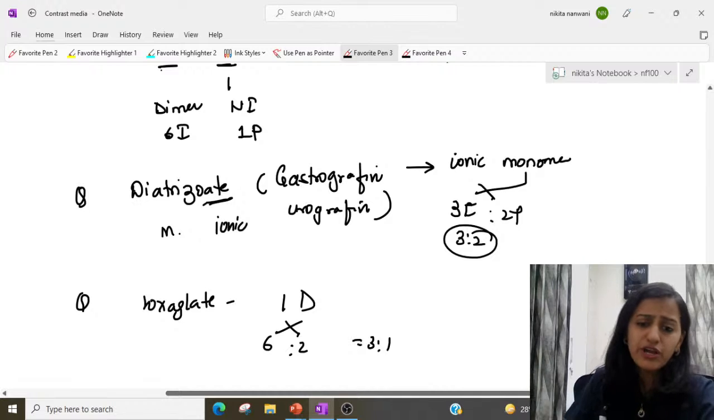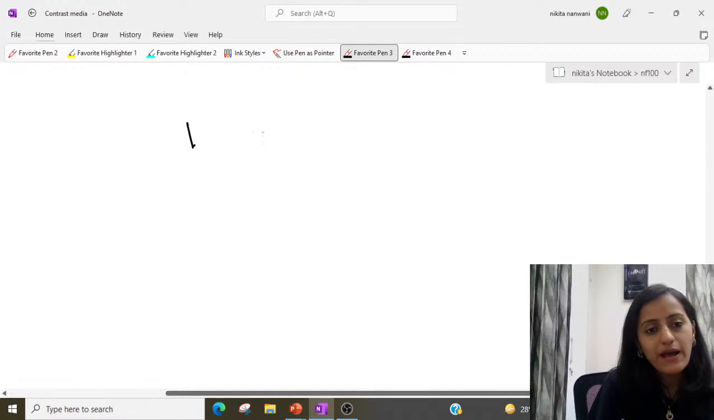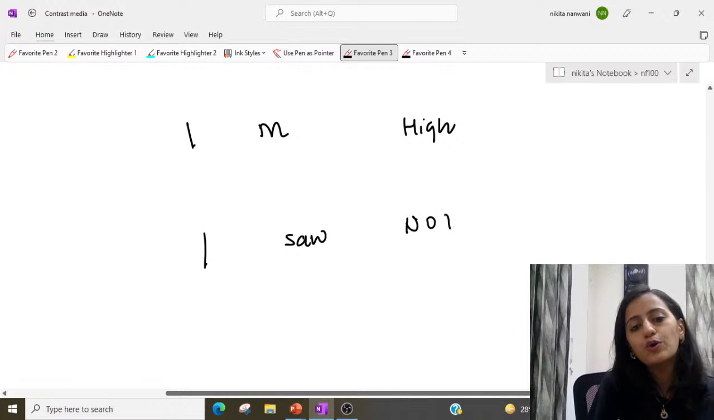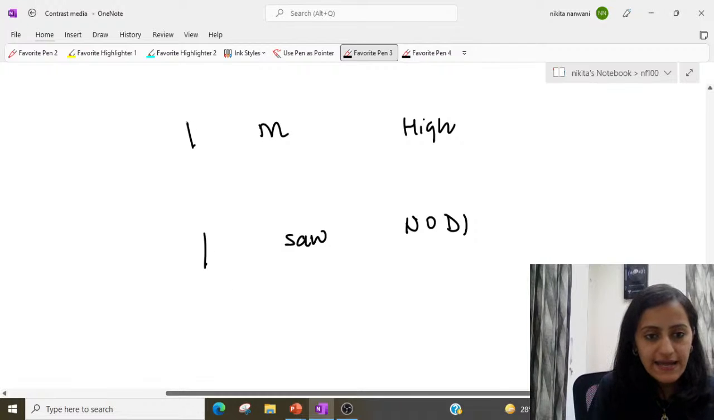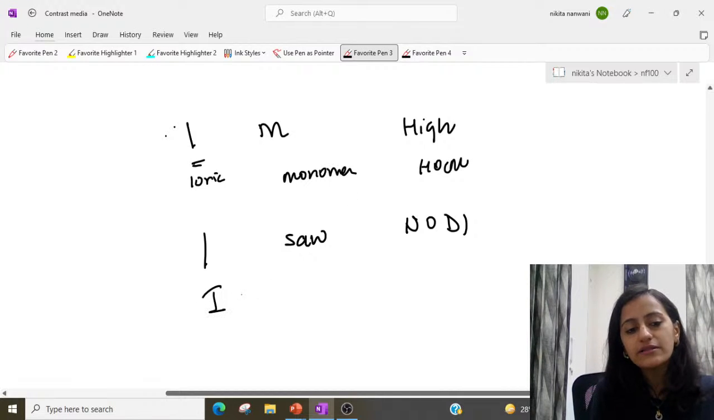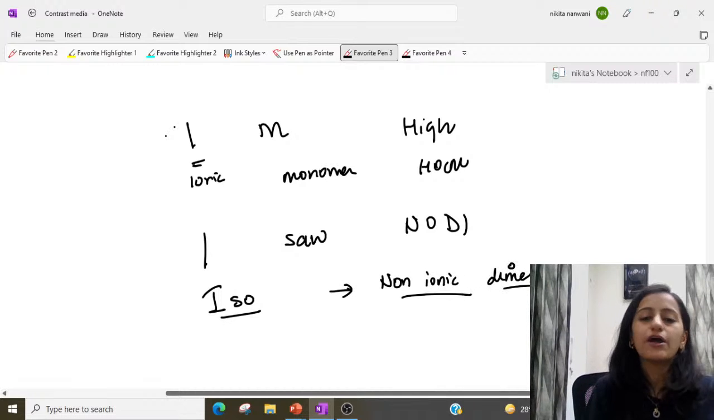So if you remember the 2 tricks, one is "I am high" and the second one is "I saw no D." That is, "I am high": ionic monomers are high osmolar contrast media. "I saw": that is your iso-osmolar, which is non-ionic dimer. Iso-osmolar is non-ionic dimer.